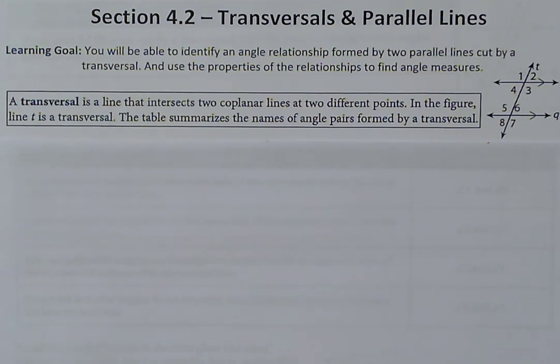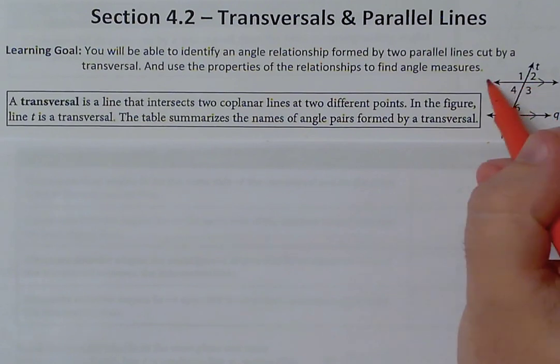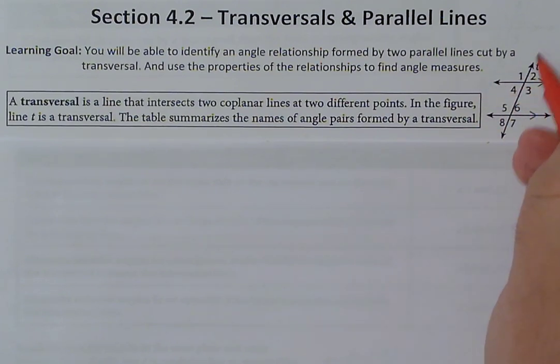Now, what we are going to do today is take a look at 4 different relationships based off these angles right here when you have two parallel lines cut by a transversal. So first thing we're going to do is identify and talk about what those 4 different relationships are, and then talk about what those relationships result in.